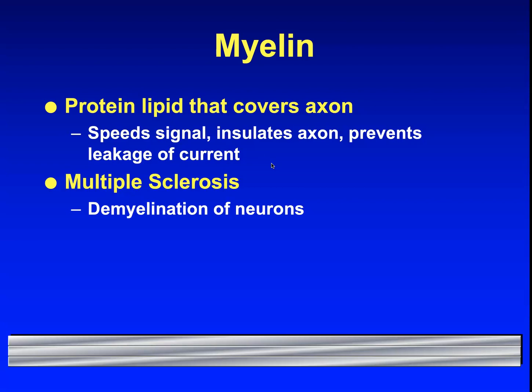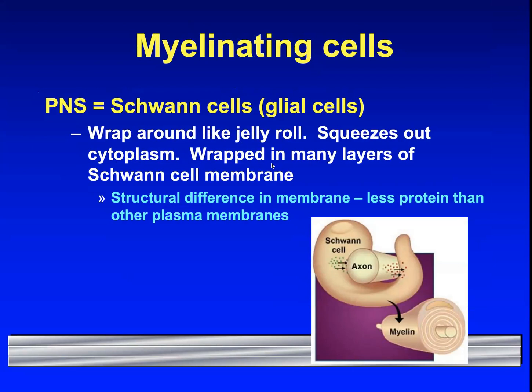And MS, multiple sclerosis, is a disorder of the myelin. It's of the oligodendrocytes. And so you're going to have demyelination of neurons. And so the signals do not travel as well. Now the cells that myelinate, there's two types of cells that myelinate. In what we call the peripheral nervous system, that's all the nerves that go to and from your brain and spinal cord.